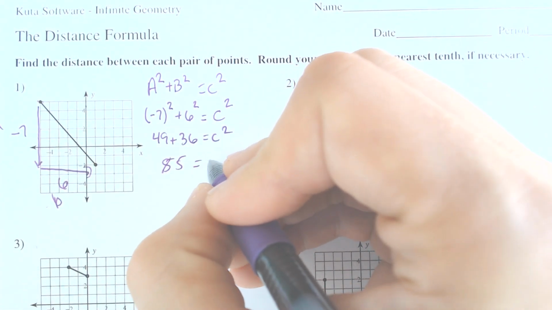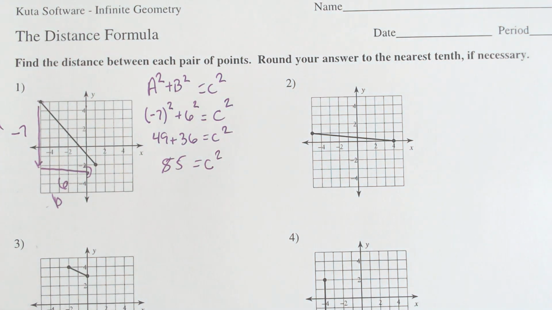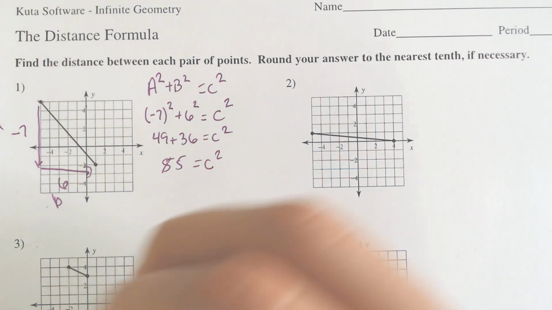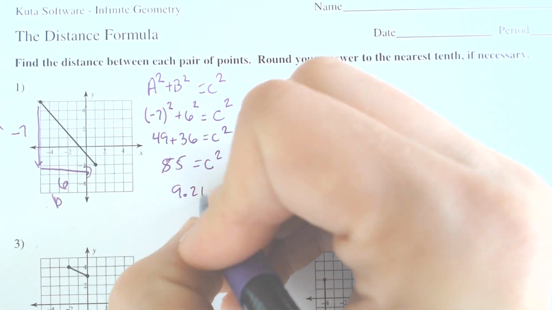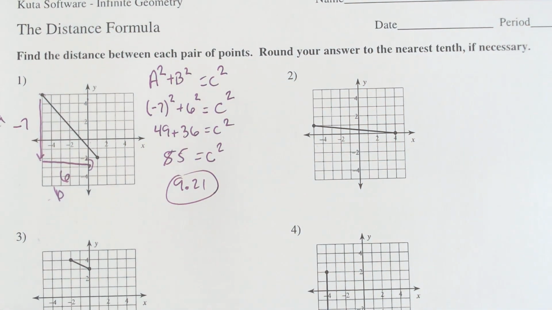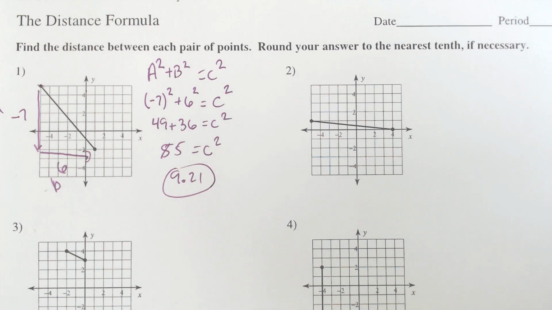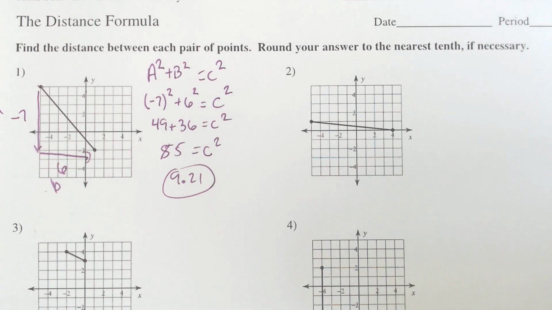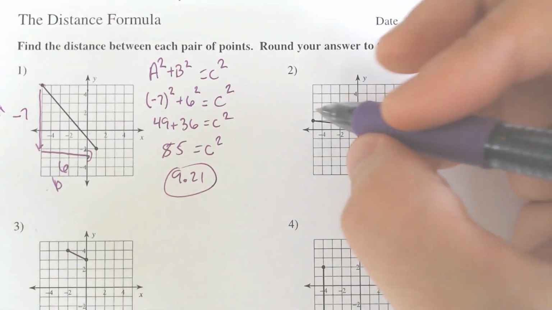And the square root of 85 is 9.21. You may want to keep it in square root form. You might want to keep it in a different form. It says round to the nearest tenth, so that would be 9.2. All right, so that is the Pythagorean theorem method, which works anytime it is graphed. You can always just count.